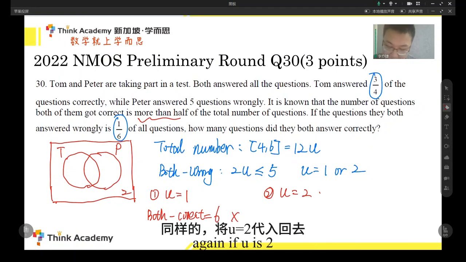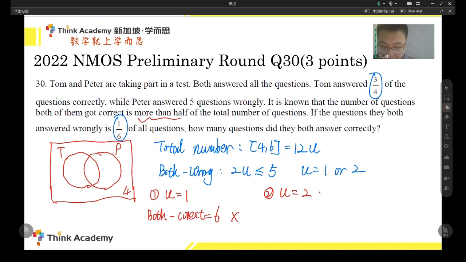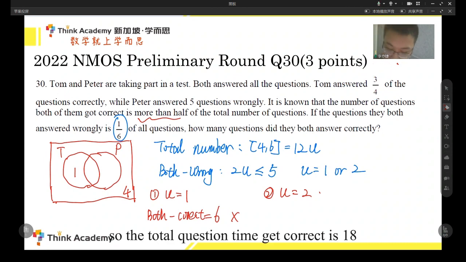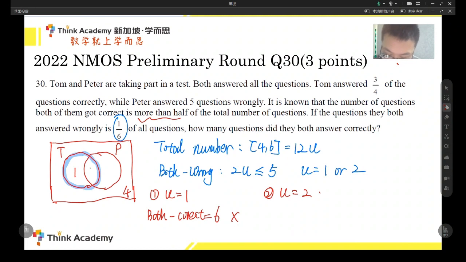Again, if u is 2, the questions they both get wrong will be 4, and the questions Peter gets wrong alone will be 1. And as Tom answered 9u, it's 18. So the total number of questions Tom gets correct is 18. The common questions should be 17. So this is the answer we need.